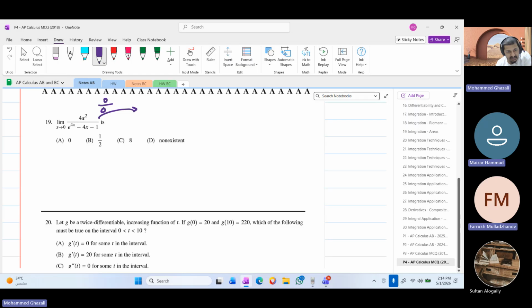L'Hopital. Yes. We should check. Let's check. We're getting 0 on top. E to the power 0 is 1, plus 1 minus 1 is 0. So we're getting 0 over 0.